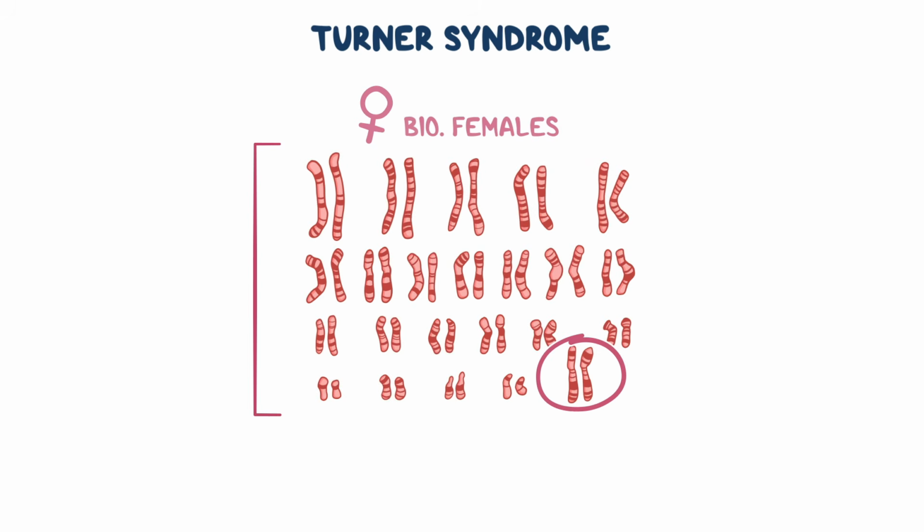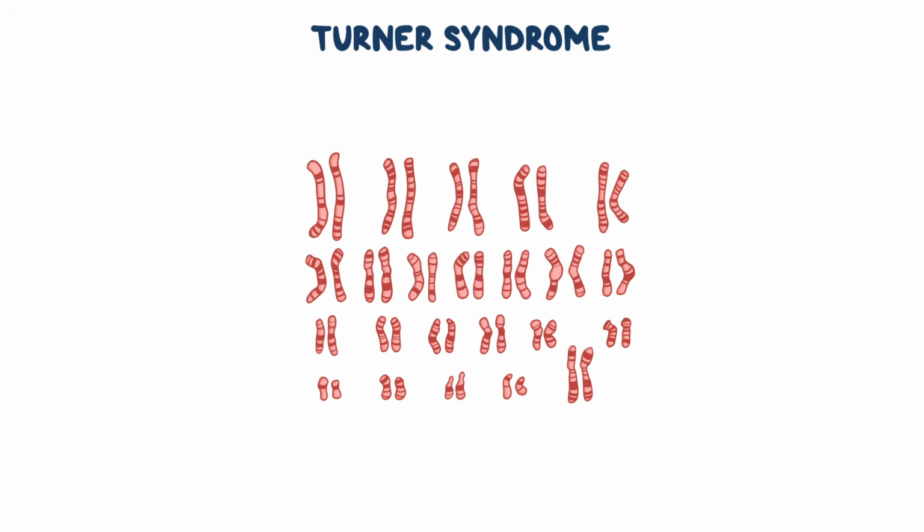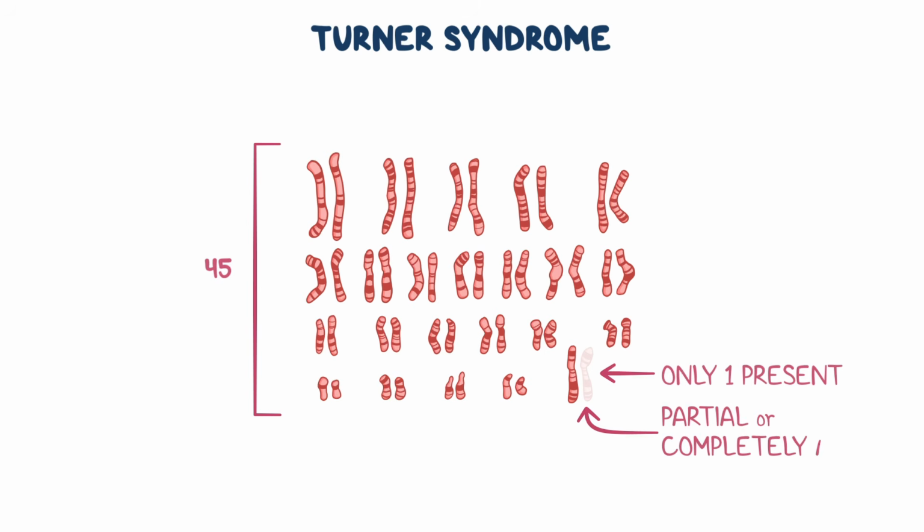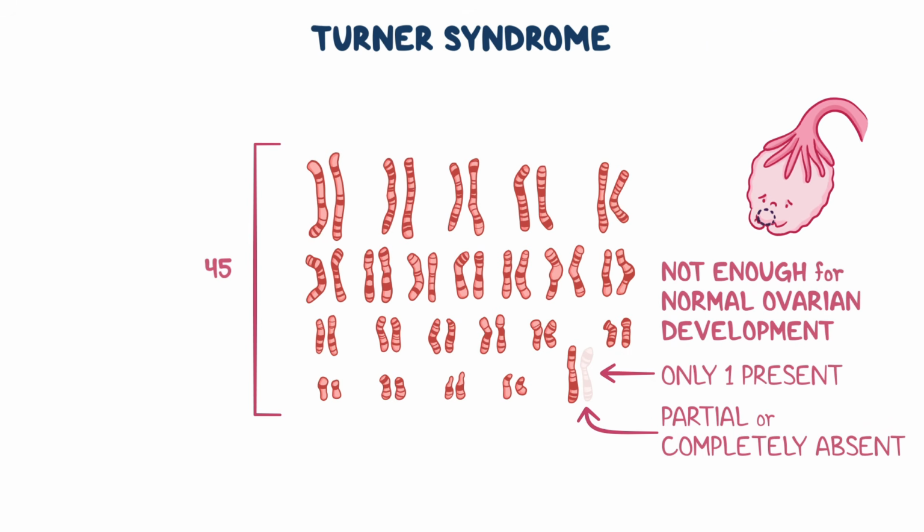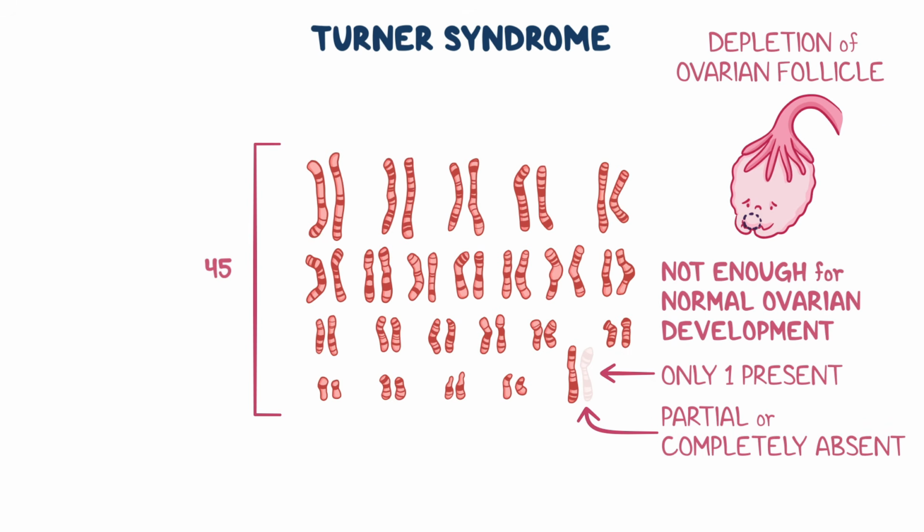Next up is Turner syndrome. Normally, biological females have 2 X chromosomes and a 46XX karyotype. However, in Turner syndrome, they have 45 chromosomes, with only 1 X chromosome present. The second X chromosome could either be partially or completely absent. Either way, one functioning X chromosome is not enough for normal ovarian development, which accelerates the depletion of ovarian follicles.